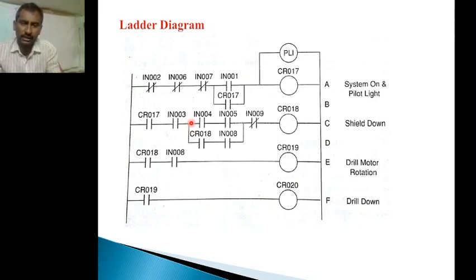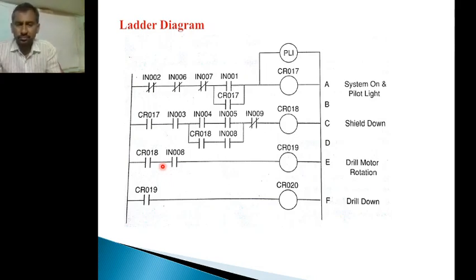And next, when the right start button and left start button are pressed, IN004 is on and IN005 is on. So we can provide the closed path, all these closed paths, and CR018 is on. So when CR018 is on, wherever the CR018 contacts are there, those are on. Here we have a CR018 contact, and here we have a CR018 contact. Those are initially normally open contacts, so when those are on, they will be converted to normally closed contacts.